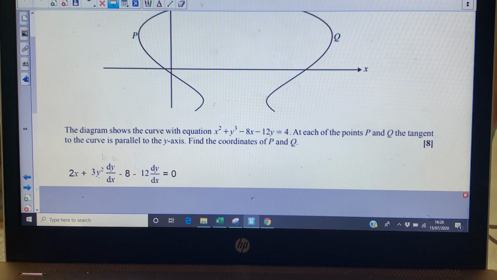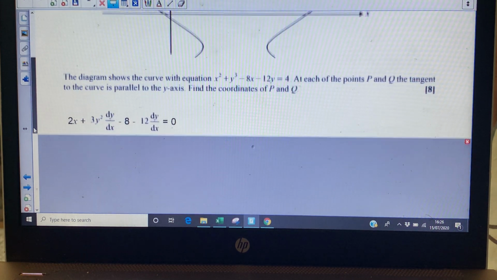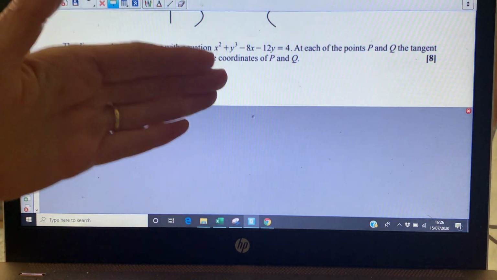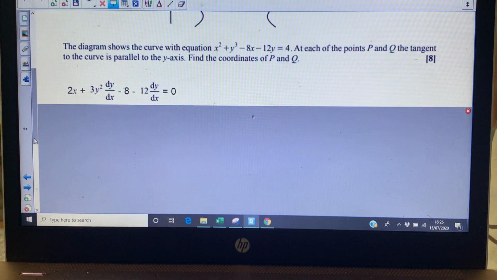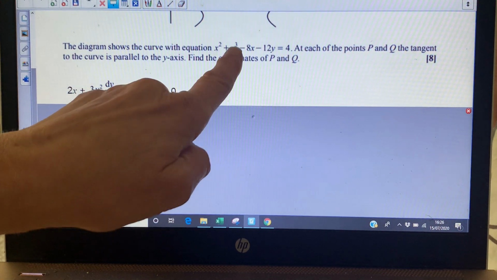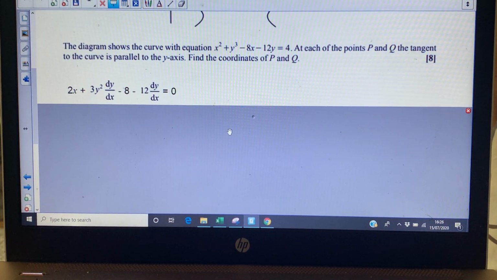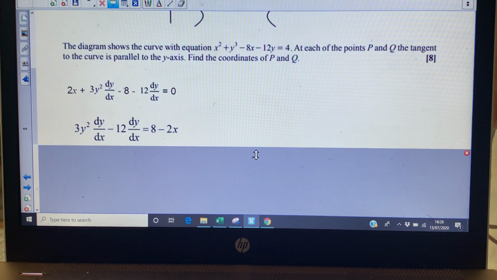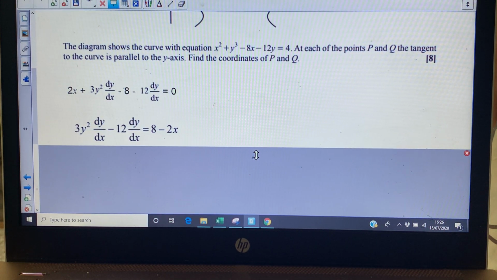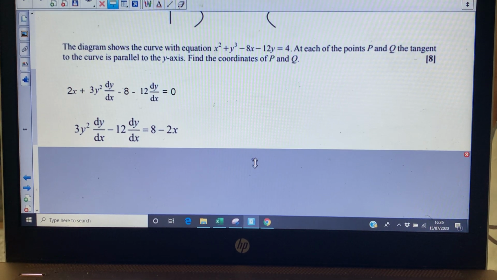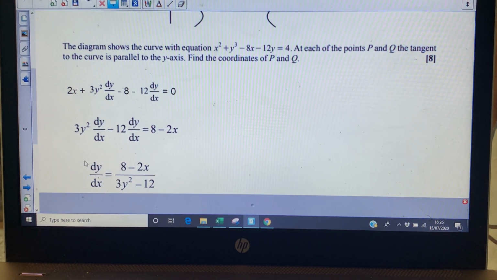So first of all, let's differentiate implicitly. Now really, this is actually really nice because there's no product or quotient there. So just make sure that you're careful with your y terms. You're then going to gather your terms together, dy/dx on one side and non-dy/dx terms on the other, and then you've got dy/dx.